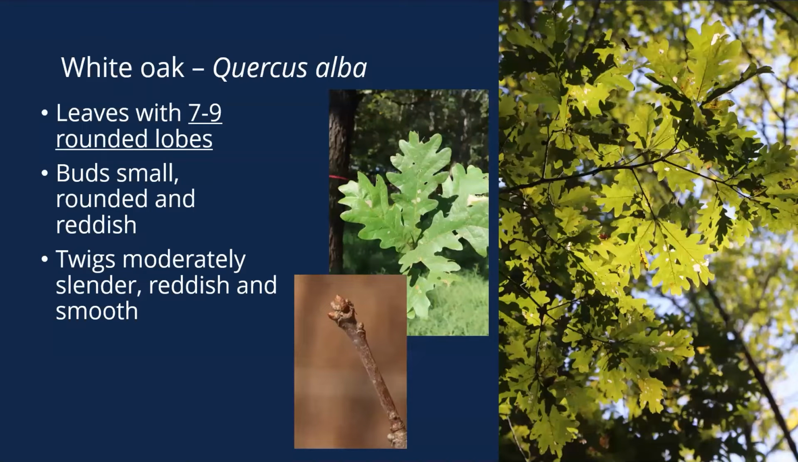So white oak leaves tend to have 7 to 9 pairs of rounded lobes. Sometimes the sinuses are fairly deep in between them, and sometimes they're very shallow, right? There is a lot of variation in there, but overall these paired rounded lobes along the outsides of the leaves are pretty classic white oak. Buds are small, roundish and reddish in color, and the twigs are moderately slender, reddish and smooth. But really, the leaves jump out at you when the leaves are on. It really is clear that way, even though there's a couple other species that look like white oak.